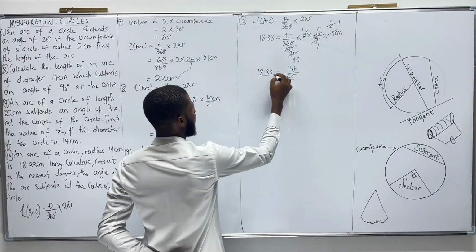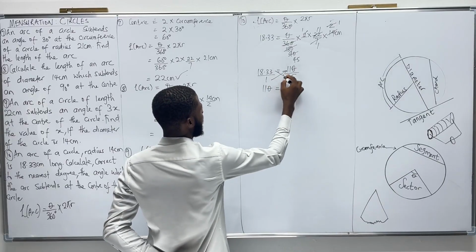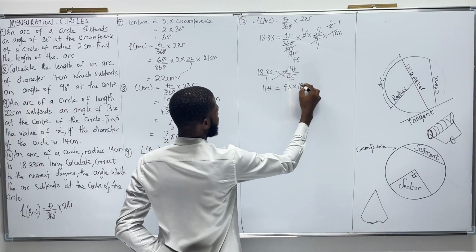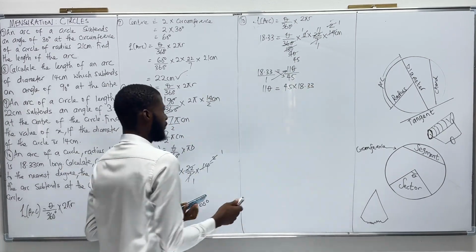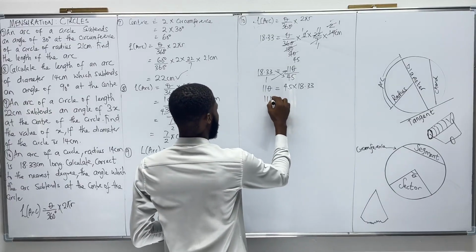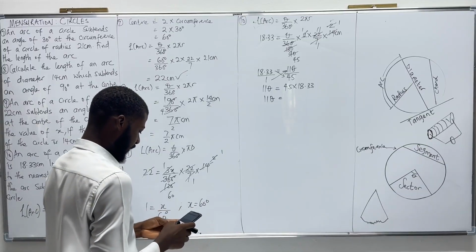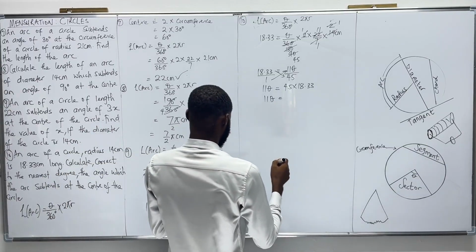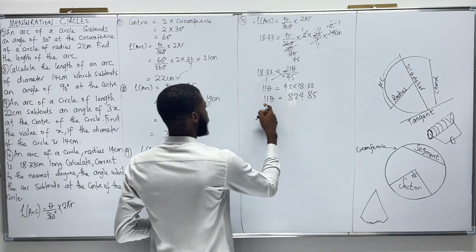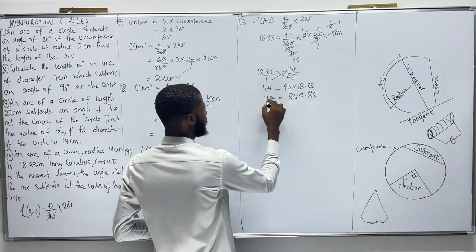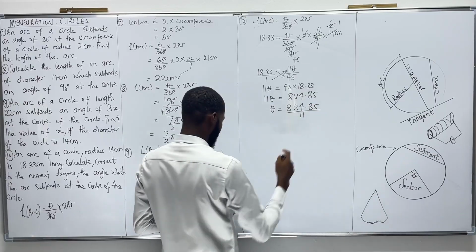Now we can cross multiply. So 1 times 11 theta is 11 theta. Then we have 45 times 18.33. So this is what we have. This will then become 11 theta equals 45 times 18.33. That's weird. So that's 824.85. Okay, so to get theta, divide both sides by 11. That will be 824.85 divided by 11.